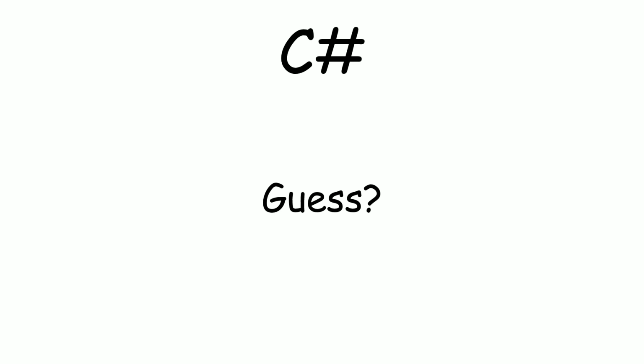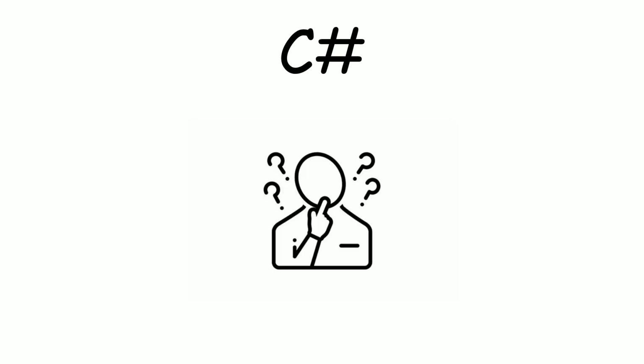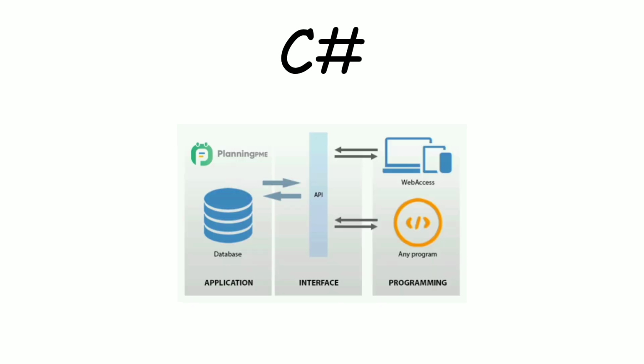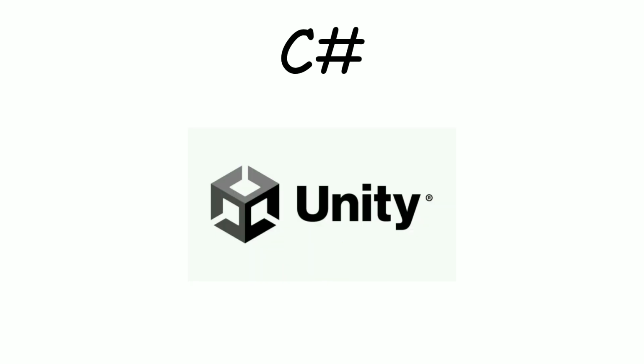Guess which language can do that too? C#. C# can also be used for building APIs. If you don't know what APIs are, it stands for Application Programming Interfaces, which is a communication tool for user and the database. C# is used in Unity Engine, one of the most popular platforms for developing games.